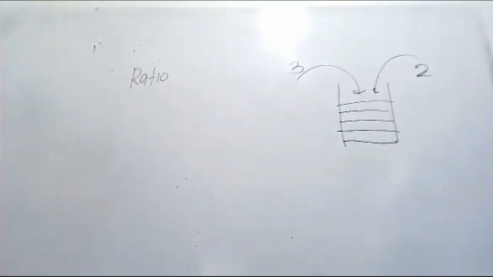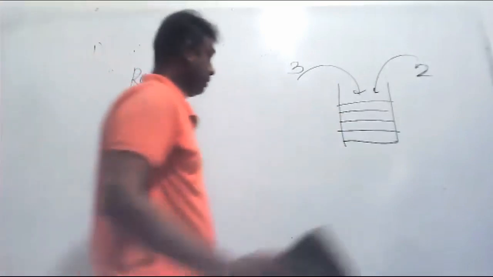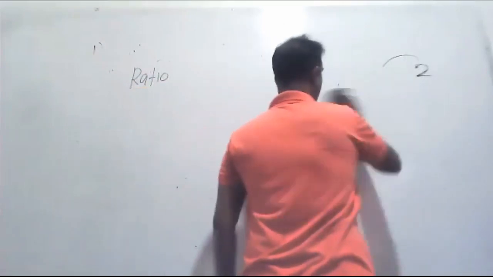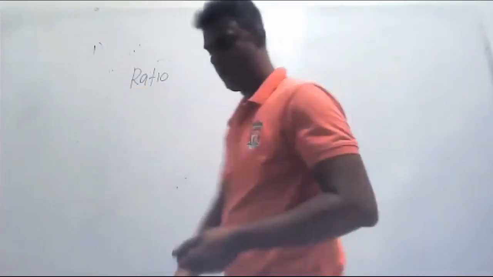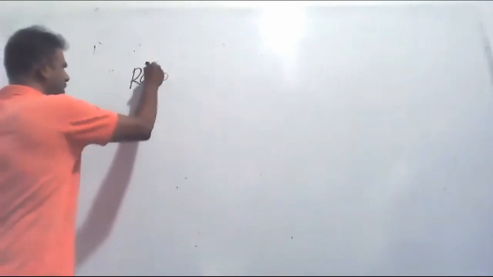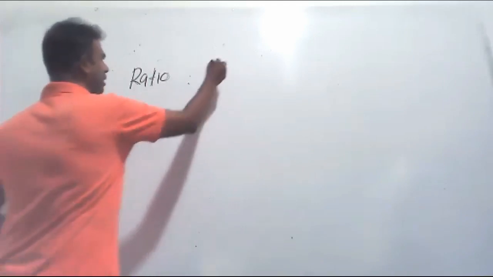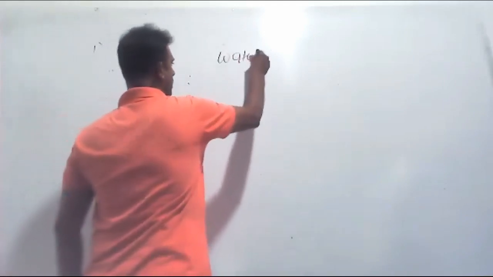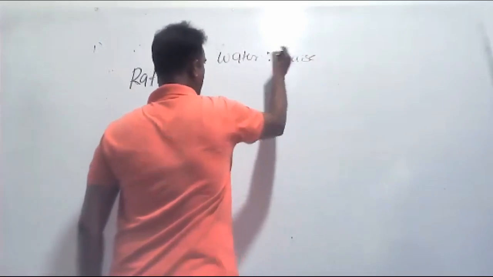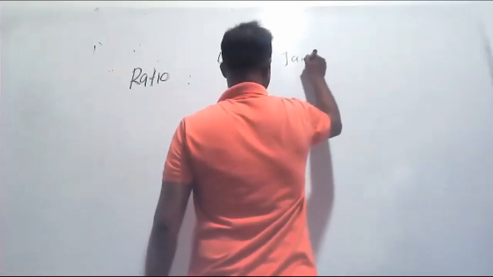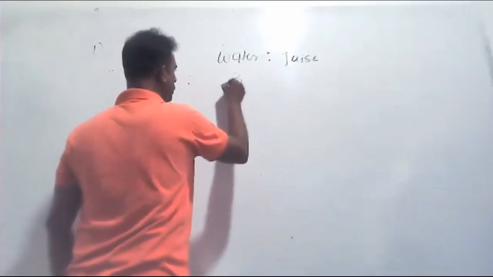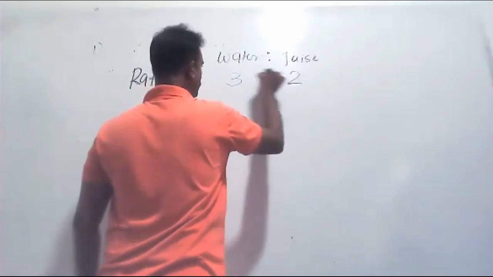That is the method used to prepare this drink. That is juice. So the ratio between water and produce: write the ratio. Water to juice, 3 to 2. 3 to 2.